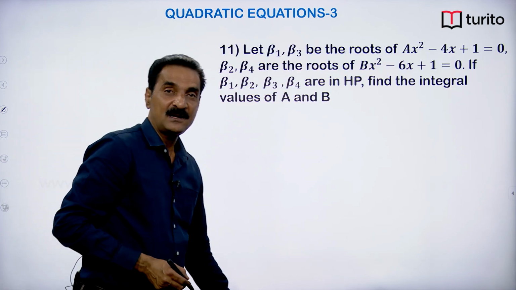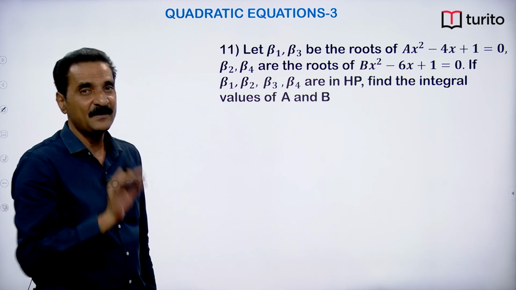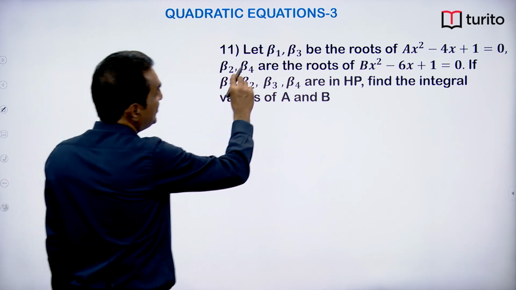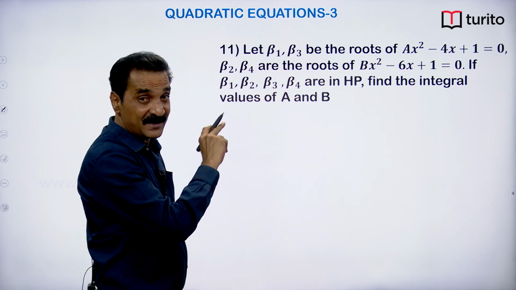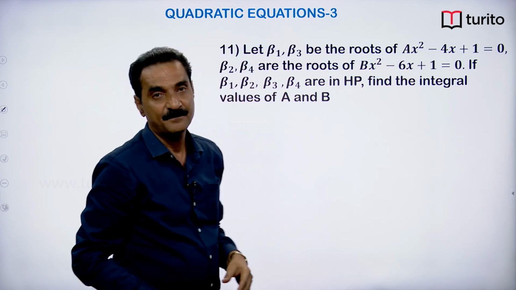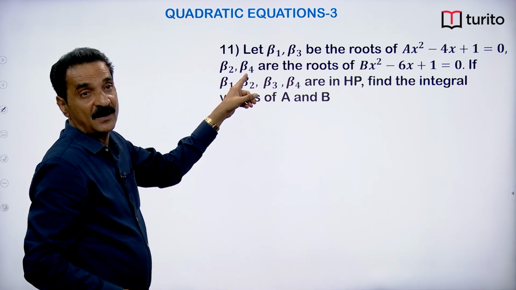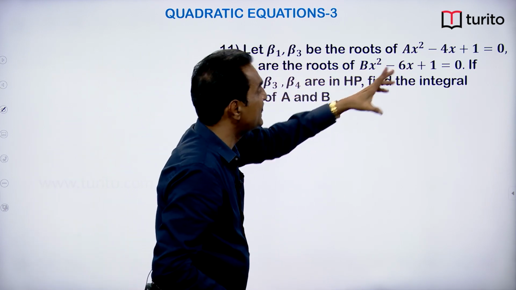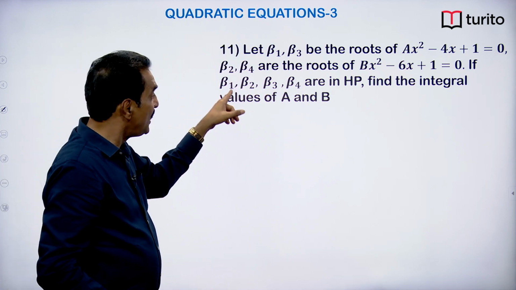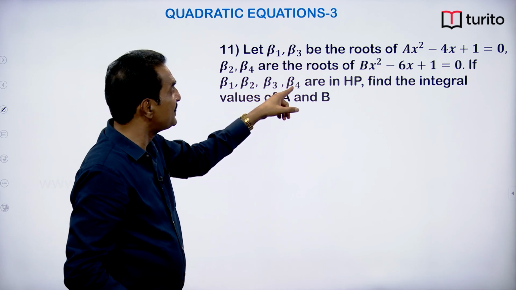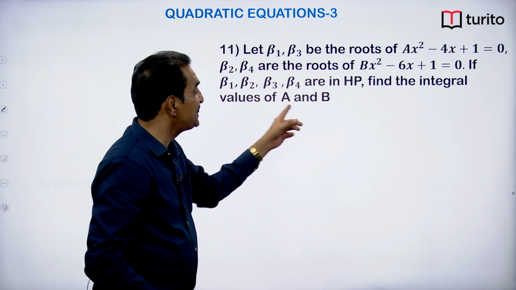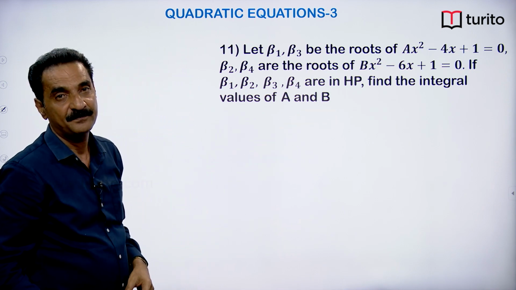Now, similar model, but the method will be slightly different. Let beta 1, beta 3 be the roots of the first equation. Beta 2, beta 4 are the roots of the second equation. Now, if beta 1, beta 2, beta 3, beta 4 are in harmonic progression, find the integral values of A and B.